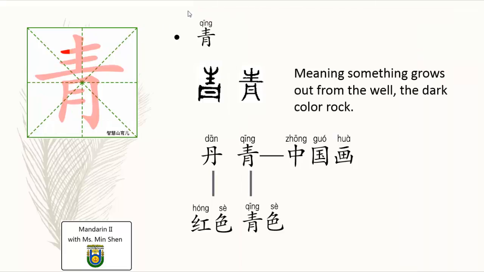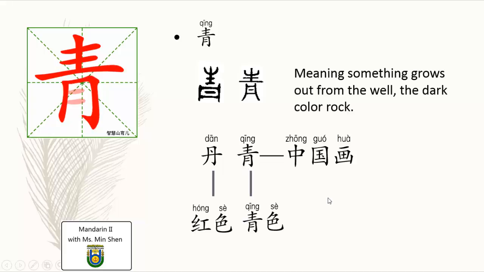Next one, we look at this one. This is read as 青. 青 is a color. It's the greenish blue color. Chinese painting, 中国画, has another name which is 丹青. 丹 means 红色, the red color. 青 refers to the 青 color.